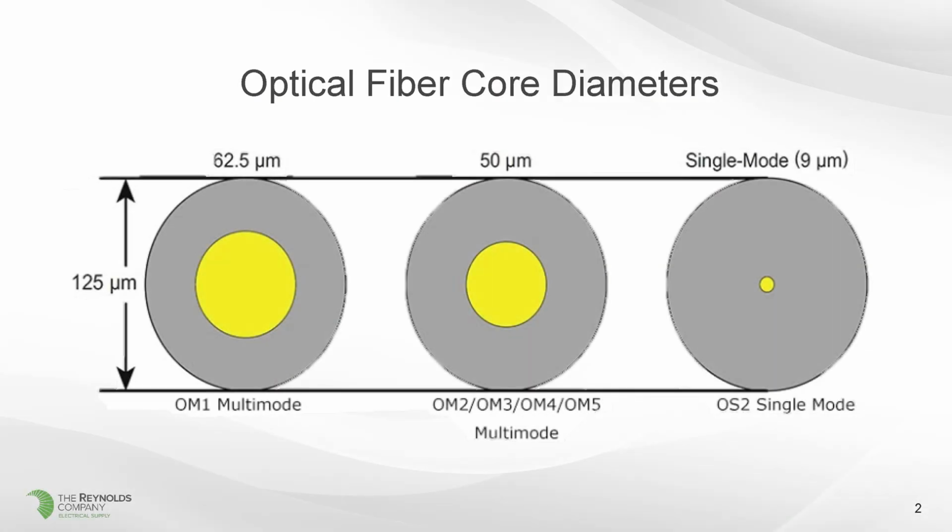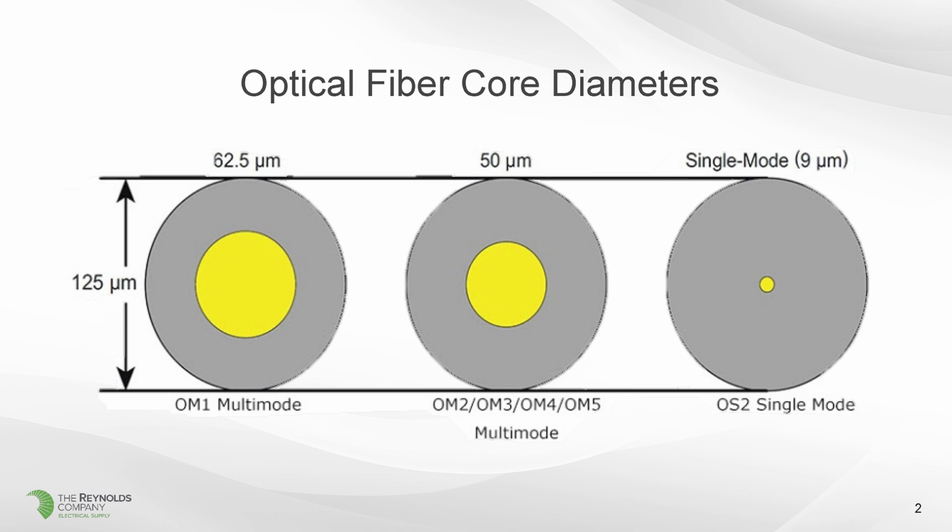Today you will be learning about the Reynolds Company's Stratix switch media selection. So what we're looking at here are cross sections of individual strands of fiber. You'll notice on the left the OM1 fiber is 62.5 micron. That's the oldest and most standard of the multi-mode fibers. Next we have the 50 micron fiber, which is a slightly smaller diameter.